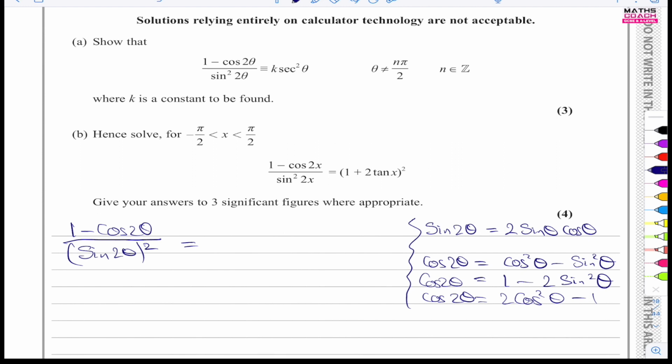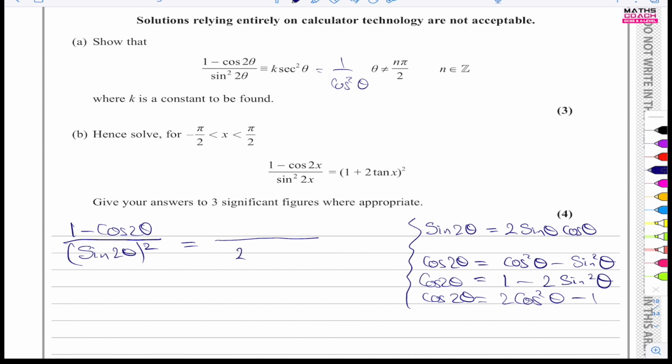To use the correct version, have a look at the right hand side and see what we need to achieve. So sec squared is basically 1 over cos squared theta. Which one do we pick for the top? Well, I'm going to come back to the top, but the denominator is only one version, so let's use that first, see what we get.